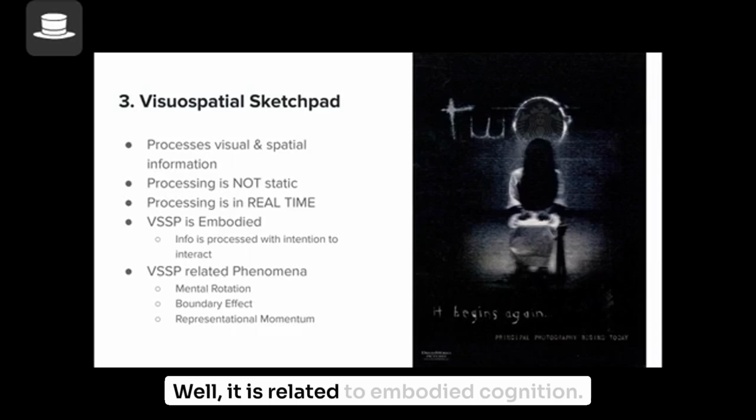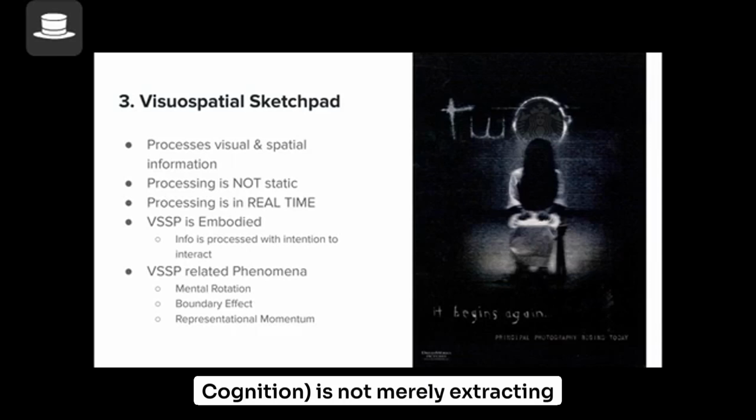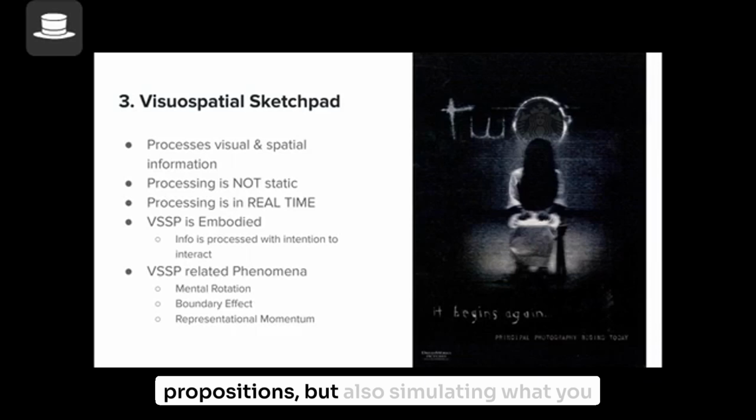Well, it is related to embodied cognition. Remember, we talked about theories of text comprehension or comprehension in general, and we talked about embodied cognition, and we said comprehension is not merely extracting propositions, but also simulating what you read, so you create this story in your head. Well, it's more than that.